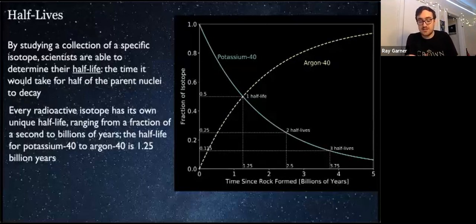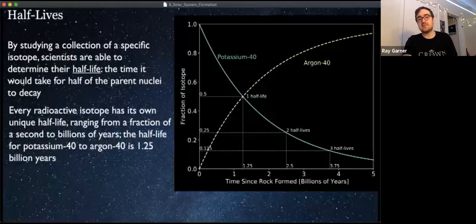So at that time, the rock contained a half of a microgram of potassium 40 and a half of a microgram of argon 40. Half of that half of a microgram of potassium 40 will then decay in the next 1.25 billion years. So after 2.5 billion years, the rock contained a fourth of a microgram of potassium 40 and 3/4 of a microgram of argon 40, and so on and so forth.